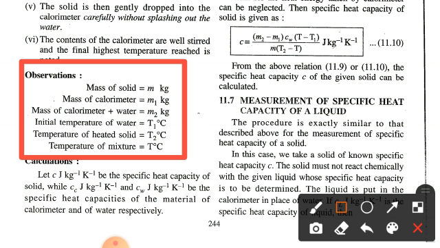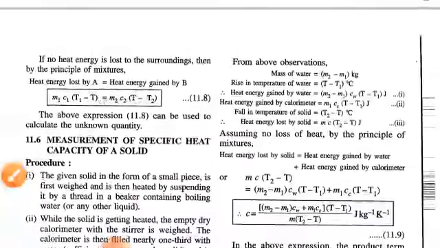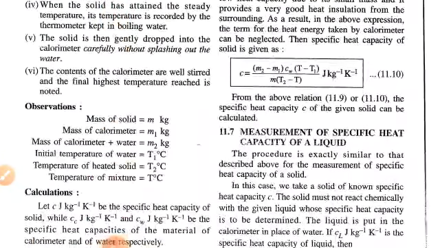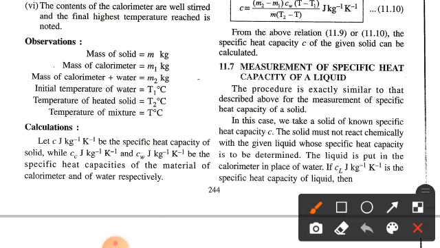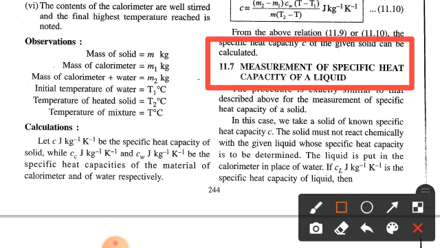Now you have to do some calculations. So after finally recalculating the above expression, I am skipping this, you have to study by yourself. Now we will come to the measurement of specific heat capacity of liquid. First we discussed the solid. Now we will take the measurement of specific heat capacity of liquids. How will you measure the specific heat capacity? So the procedure is exactly similar to that described for the solids.